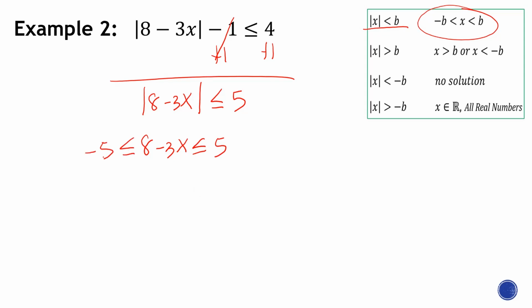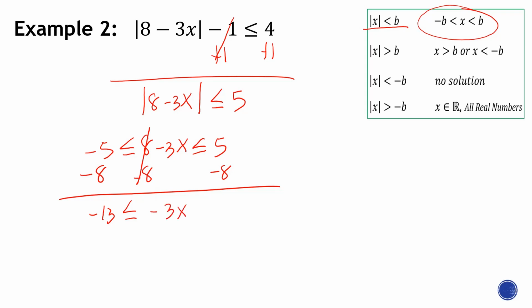We do not want 8 and -3 in the middle. We need to move them. So subtract 8 from all parts. Cross that out. This will be -13, -3x, and this is -3. Next, divide by -3 on all parts. Cross that out. This is 13/3 is greater than or equal to x, greater than or equal to 1.